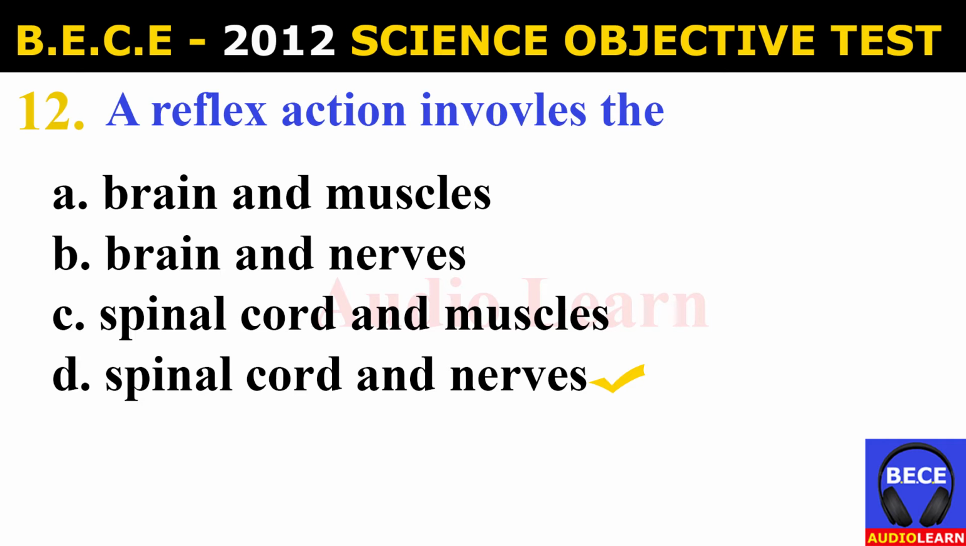Number 12. A reflex action involves the A, brain and muscles, B, brain and nerves, C, spinal cord and muscles, D, spinal cord and nerves. And the answer is D, spinal cord and nerves. A reflex action involves the spinal cord and nerves.